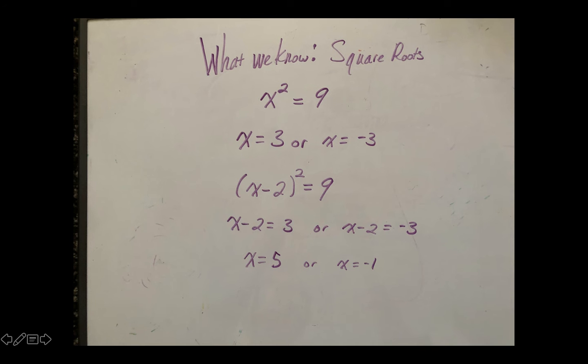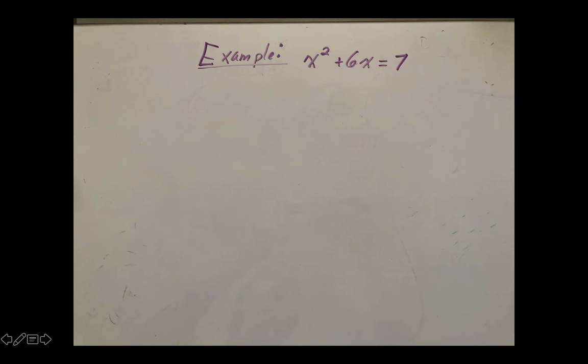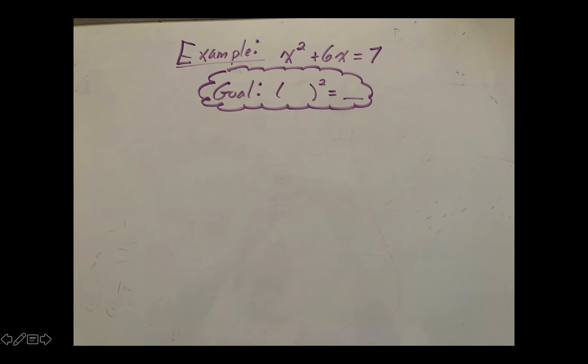So the example we're going to use for completing the square, we're going to start off with x squared plus 6x equals 7, which right now cannot be solved by square roots because you've got an x that's being squared and then you've got another x that's sort of just going rogue there, doing its own thing, and that's a problem. So our goal is to turn this into something that looks like something in parentheses squared equals a number so that we can take a square root.